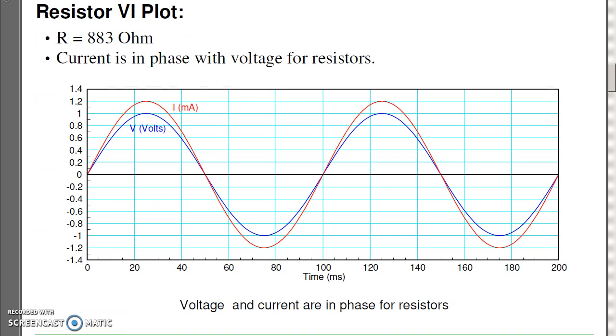If I look at the voltage-current relationship for a resistor, it looks like this. If I have the voltage going through an 833 ohm resistor, here's the current. Notice that the current is in phase with the voltage. When the voltage is large, the current is large. When the voltage is negative, the current is negative, and the zero crossings line up. So voltage and current are in phase for resistors.